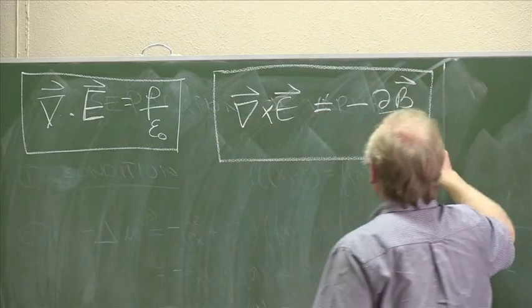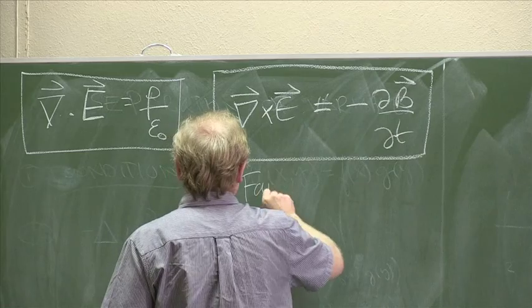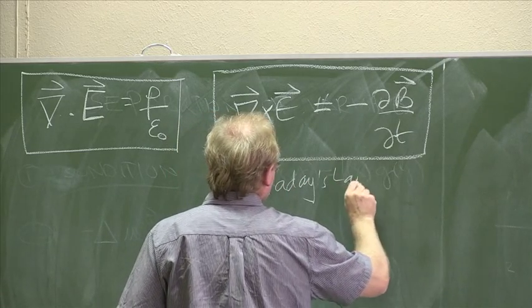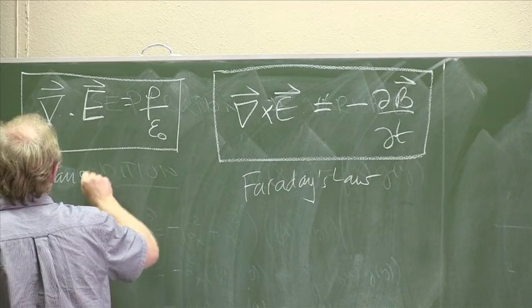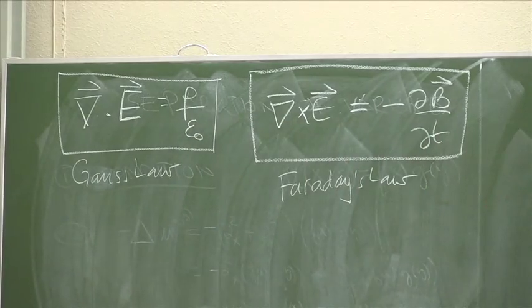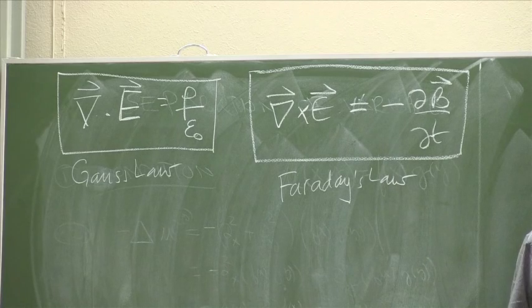What law is this called? Faraday's law. Good. So this is Faraday's law. That's Gauss's law. Those two are two of Maxwell's equations. What is the geometry of these field lines?